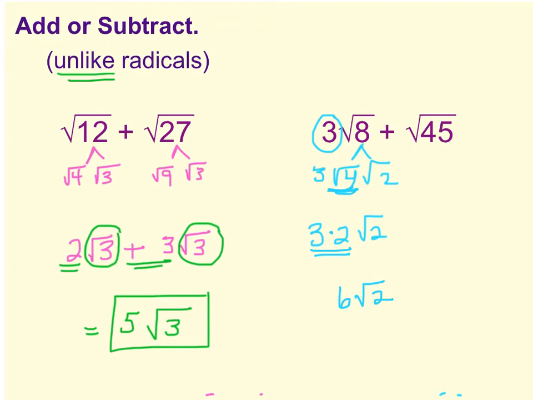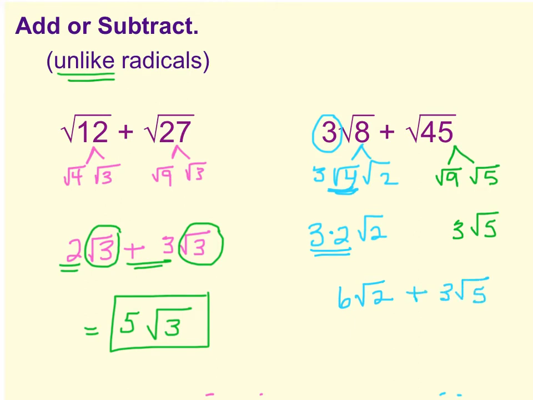Alright, so now let's see if we can reduce the square root of 45. So if you break that down, that's a 9 and 5. Square root of 9 is 3, and the 5 stays, so we're just going to carry this down. The plus comes down, and the 3 square root of 5.